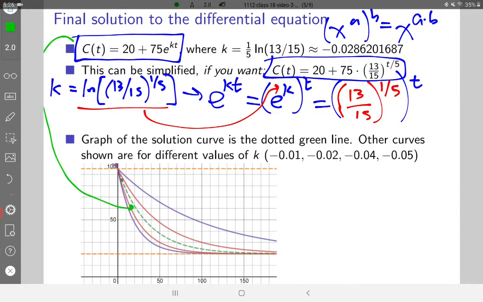The others are the same function but for different values of k that are nearby. So instead of negative 0.028, I'm showing you for .01, that's that first one there, .02, that's the second one there, and so on, just to show you that they all have kind of the same shape, but the function we're dealing with is that green dotted line in the middle.